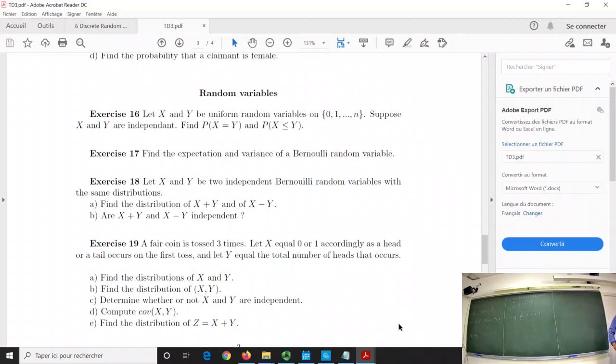For the moment, I have used nothing. The only thing I have used is the fact that they take values in 0 to n. I haven't used the independence, and I haven't used the fact that they follow a uniform, so it's something that can be written in great generality. The only thing I have used is that the values are between 0 and n. What can I say now, because I want to continue my computation? Now we are going to start to use the statement.